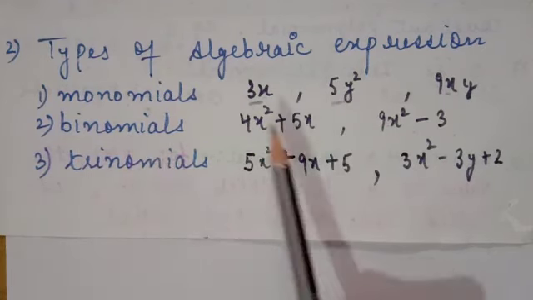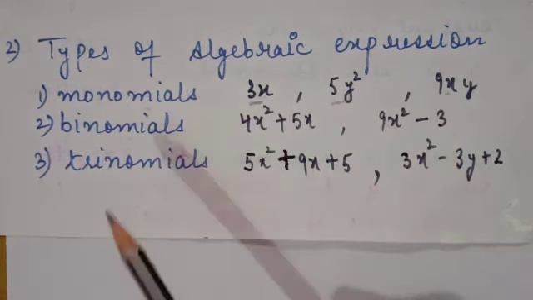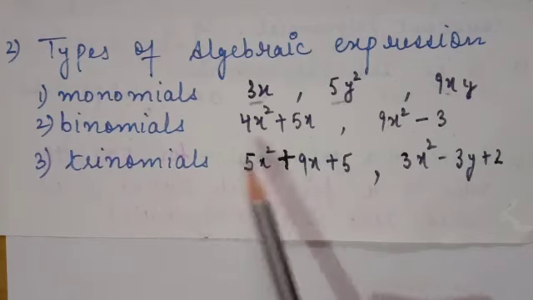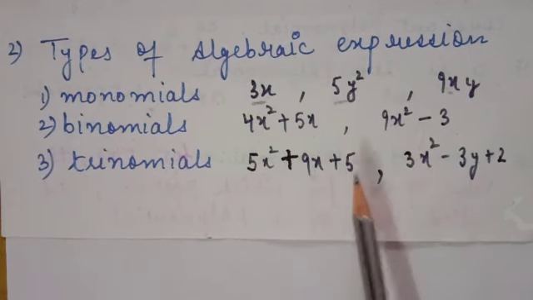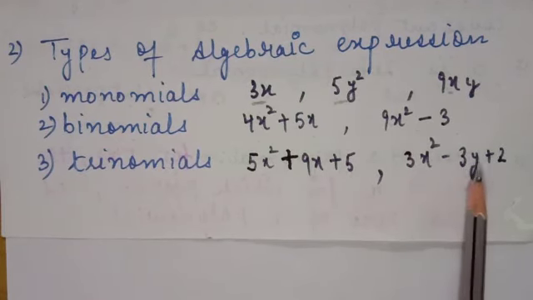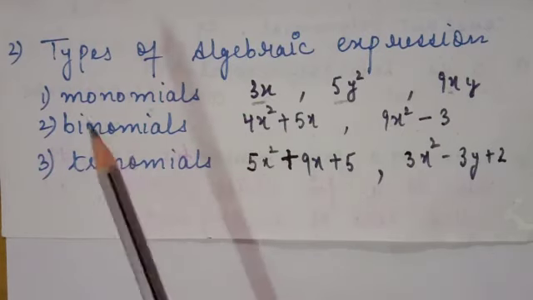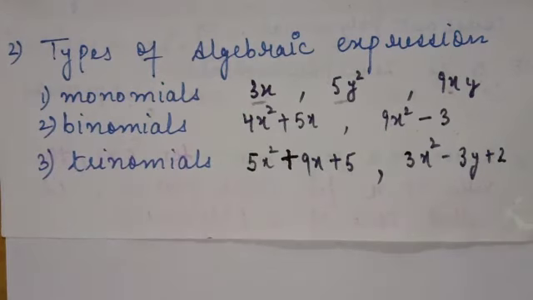Second one is binomial, in which two terms are present: first term, second term, first term, second term. Trinomials are those expressions in which three terms are present, like this example: first term, second term, third term, and like another example: first term, second term, third term. So these are the types of algebraic expression: monomial, binomial and trinomial.